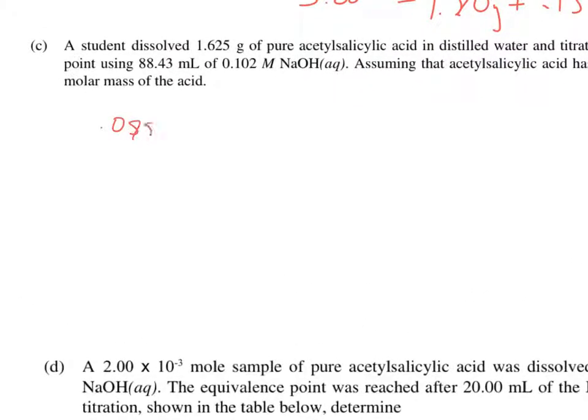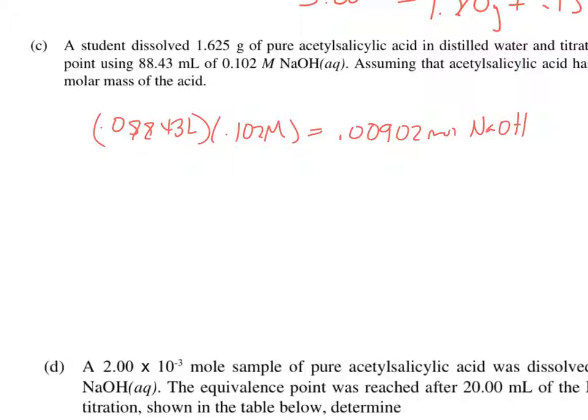0.08843 liters times 0.102 molar NaOH gives me a number of moles that's equal to 0.00902 moles of NaOH. And that's equal to the moles of acetylsalicylic acid. So I have 0.00902 moles of acetylsalicylic acid.